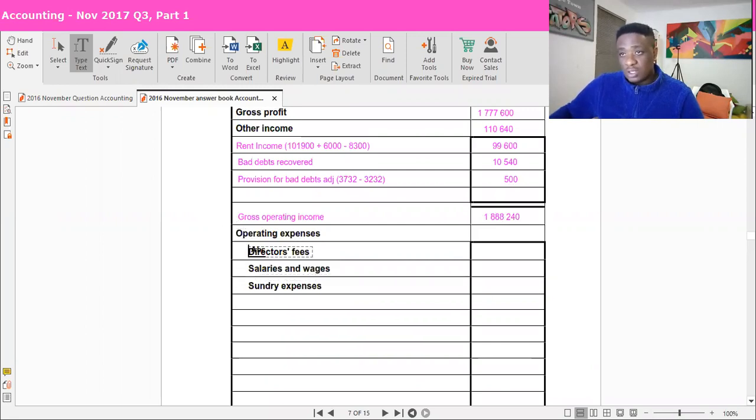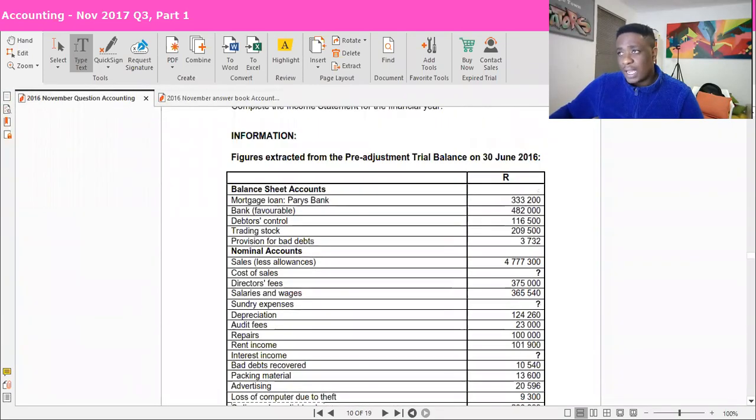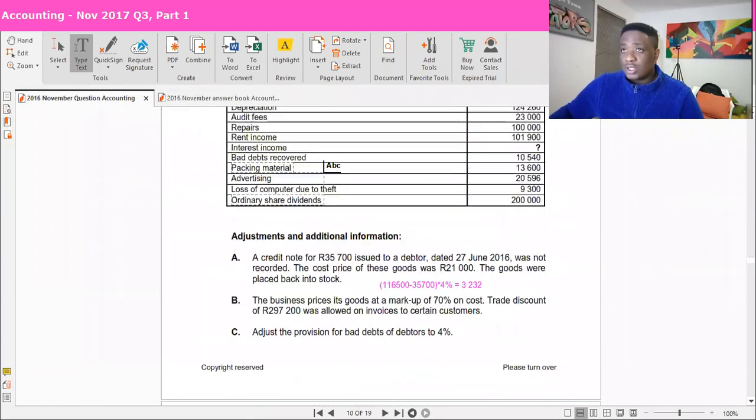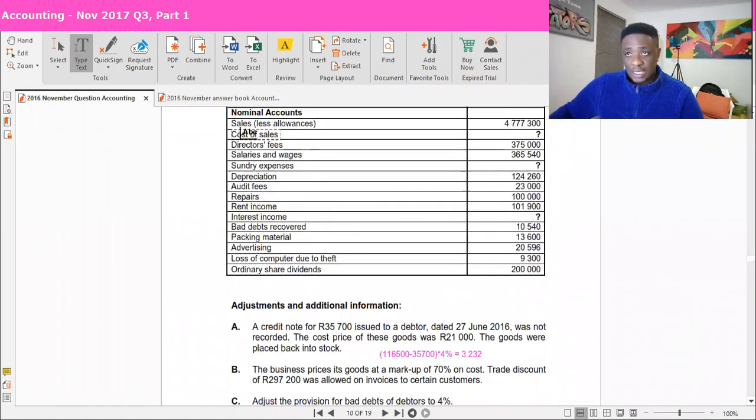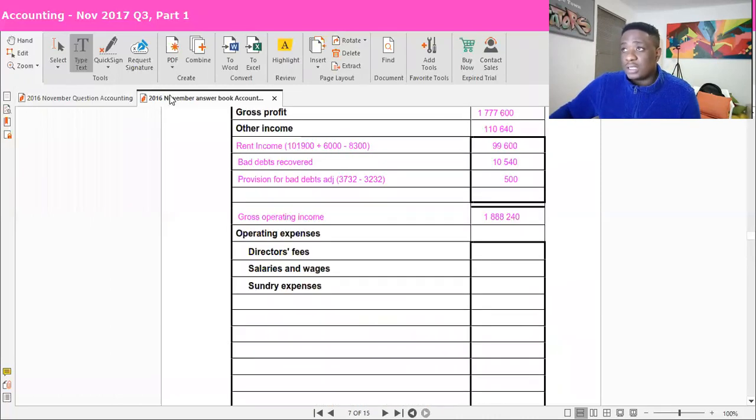So we've been given these ones that we'll just start with very quickly because they are not really affected by any information that I've read on here. So if you want to read, you can read, but you'll see that there's nothing that affects directors' fees, salaries and wages, as well as sundry expenses, except that for sundry expenses, we have a question mark. So it may be the case where we need to calculate it as a balancing amount, but we'll see as we go on. So the first thing that I'm going to do here is just to put the 375,000.